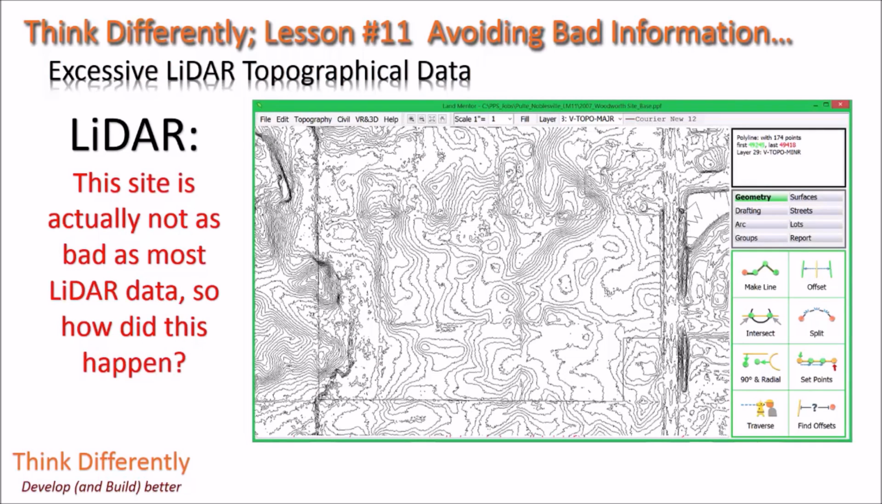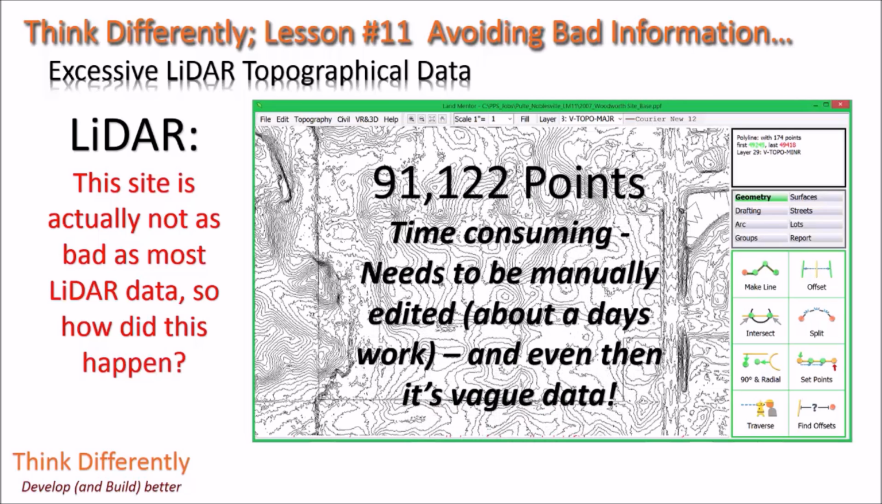So what you saw before in the LiDAR was about the little area to the right, and that's almost 100,000 points. And that's actually not bad for a site this big. In LiDAR, it's usually much worse. Guess what? You can't use this data. It's garbage. So someone has to manually edit. Takes about a day's work, and even then, the data's vague.